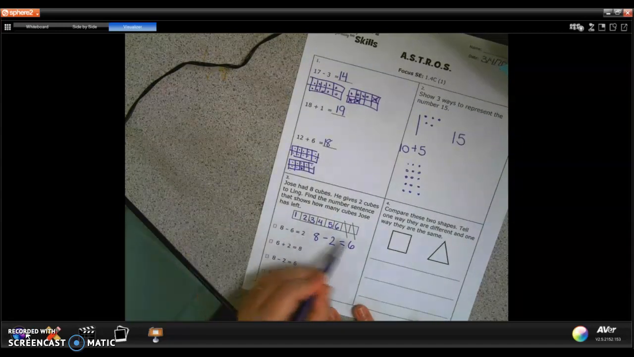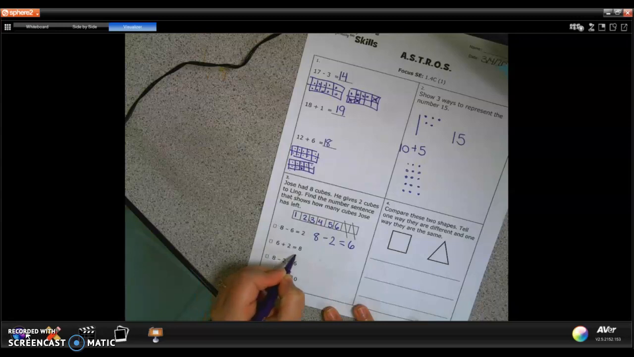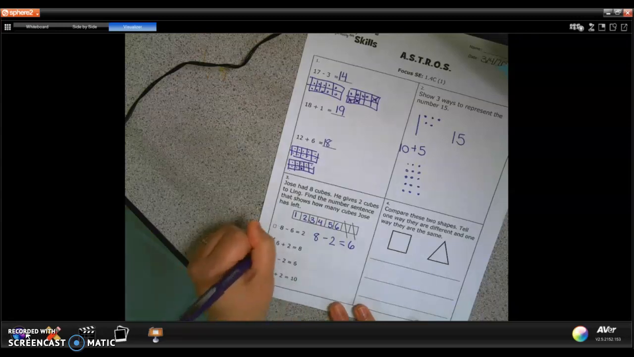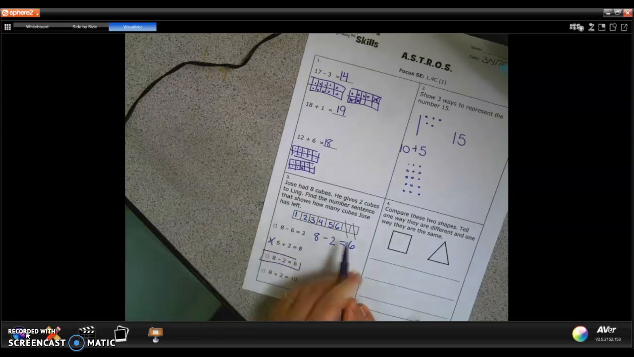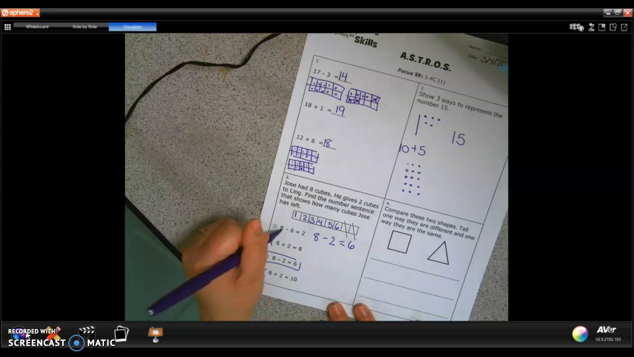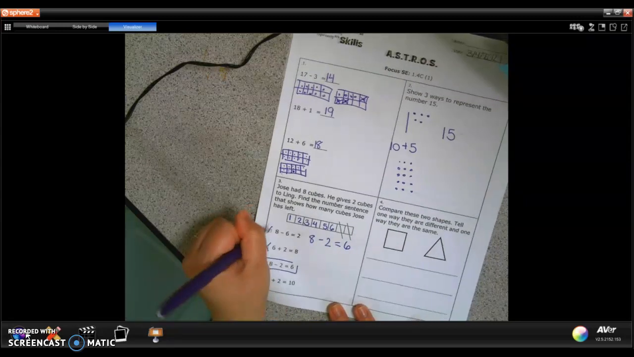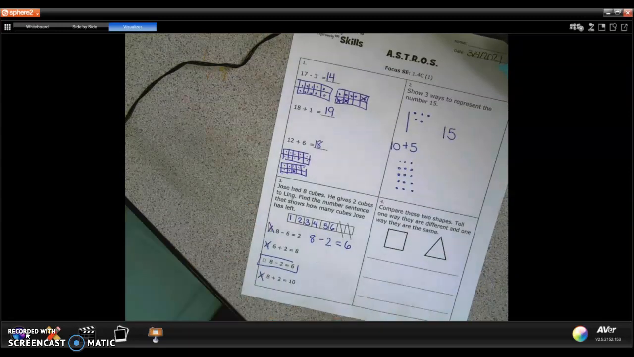Well, I know I could switch the 6 and the 2, and 8 minus 6 would be 2, so that is possible. This says 6 plus 2 equals 8. No, because I'm not adding. This says 8 minus 2 equals 6. This looks exactly like what I had. He had 8, he lost 2, he's left with 6. This is 8 plus 2 is 10. That means I'm joining 2 more, which I'm not. So even though this one looks similar, I'm looking for exactly what the problem said. So this would be my correct answer.